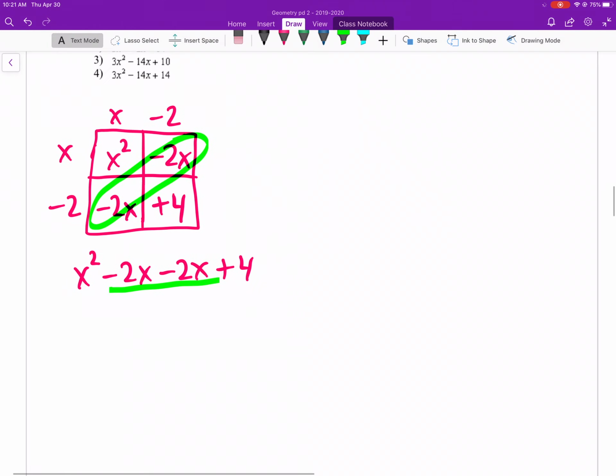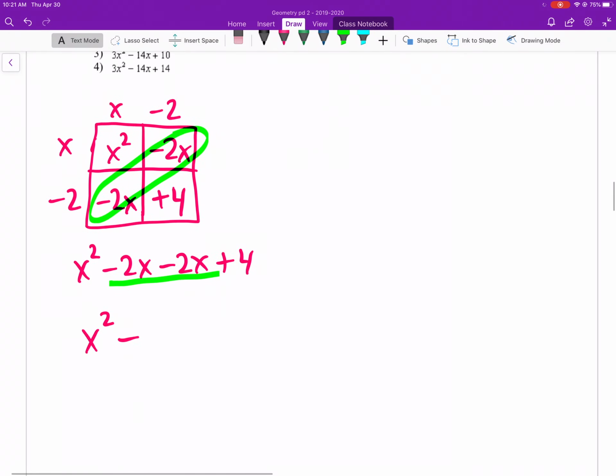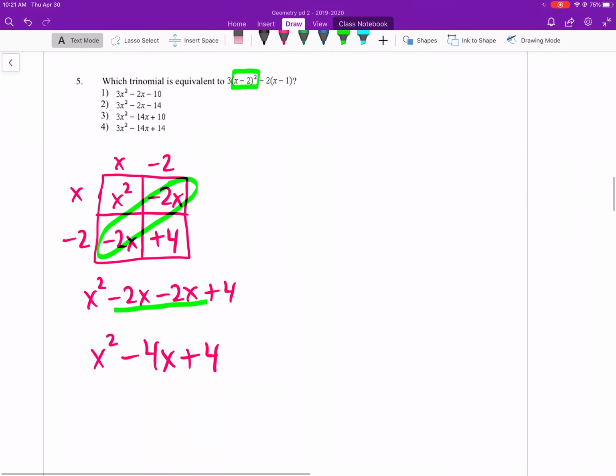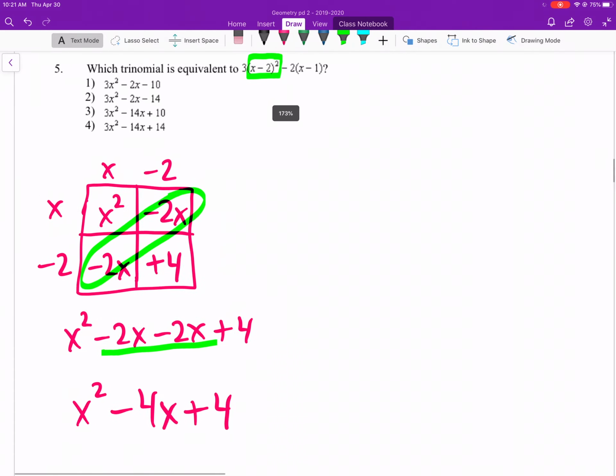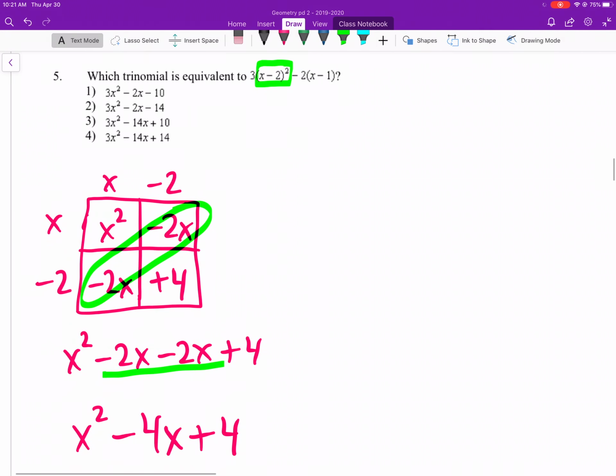Now that's just negative 2 minus 2. If you don't know it, calculator. x squared minus 4x plus 4. And remember, guys, up top here, we simplified that exponent, that x minus 2, that binomial squared. Now they're asking us to multiply that by 3. So 3 times what we just got when we expanded that squared over there.